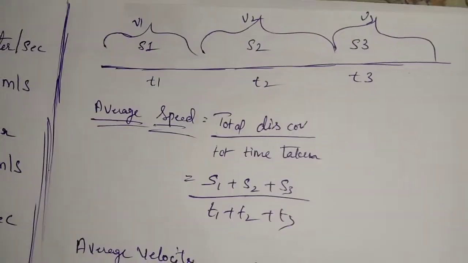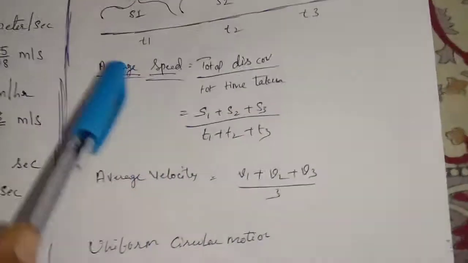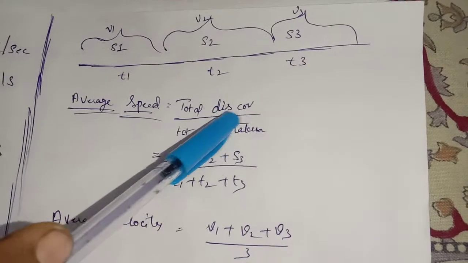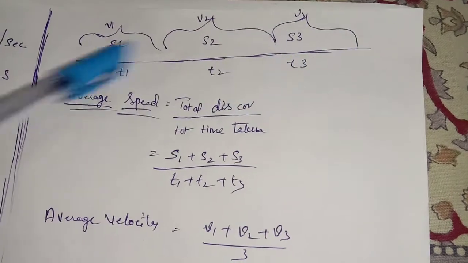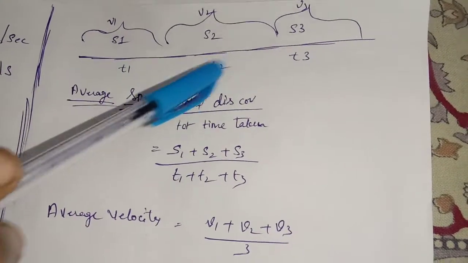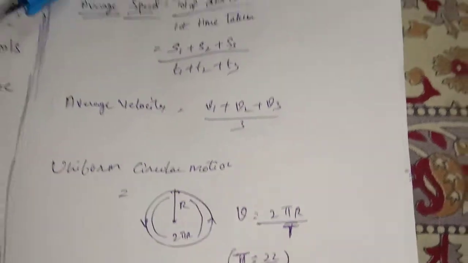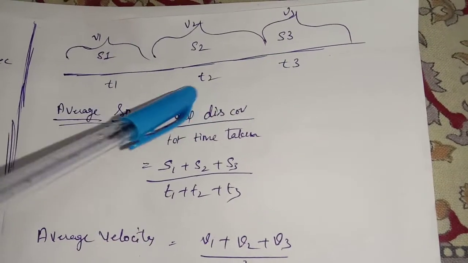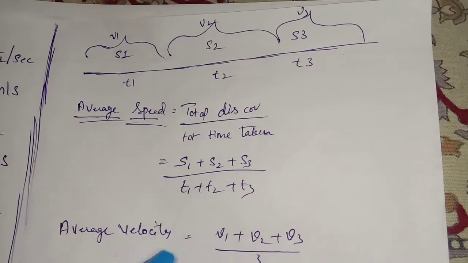Another important formula: in general they will ask average speed and average velocity. Average speed means total distance covered divided by total time taken. Total distance means s1, s2, s3 divided by t1, t2, t3. What about average velocity? Here you can see the diagram: v1, v2, v3 divided by 3 points. So there is a difference in the formulas for average speed and average velocity.